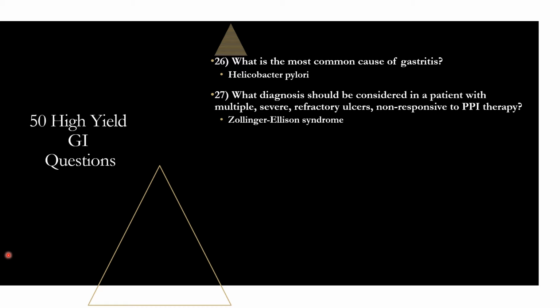So this is a gastrinoma. It's a gastrin-secreting neuroendocrine tumor. And it's normally found in the pancreas, the lymph nodes, the duodenal wall, and it obviously does not respond to PPI therapy because it's actually a mass, a tumor.